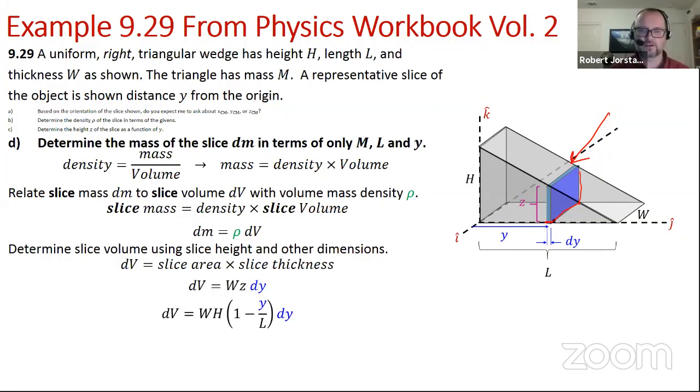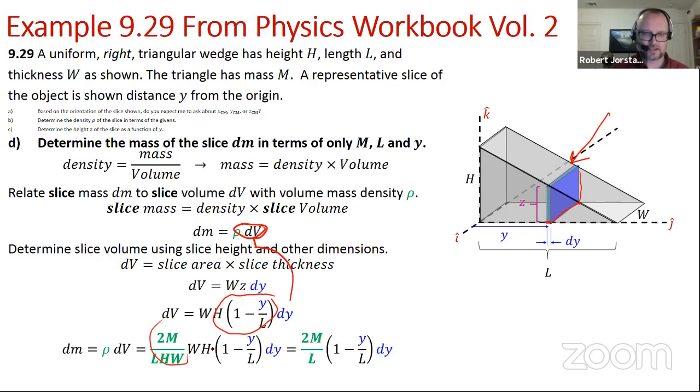We had an equation for z from the previous page, and notice factoring that h out is kind of convenient. If I plug this in right here, what do we get? Well, when I plug that in, this is the density, this is this, and notice HW cancels out, so that's why I factored out that H, it cancels out.